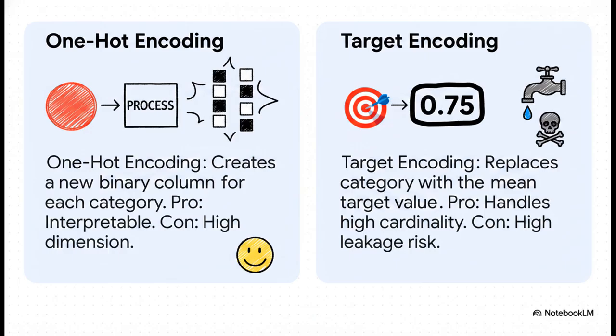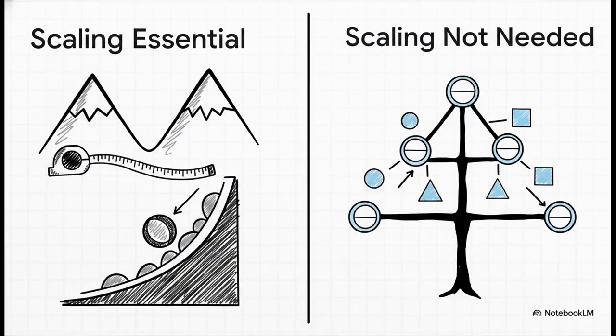Target encoding, on the other hand, is powerful. It replaces the category name with the average of the target variable for that category. But, and this is a huge but, it's super risky and can easily lead to data leakage if you're not careful. More on that in a bit. Now, what about numbers? Do you always need to scale your numerical features? The answer is a definite no, and knowing when is a classic interview gotcha.